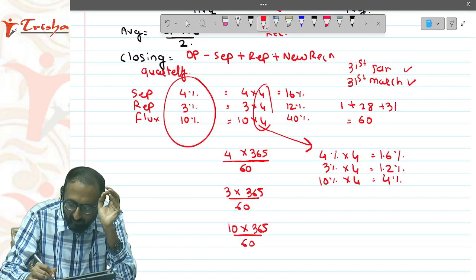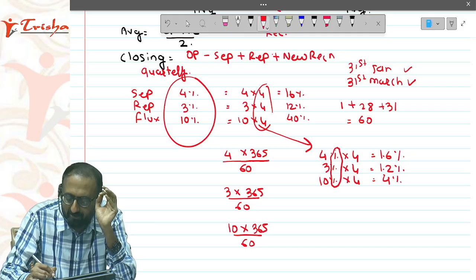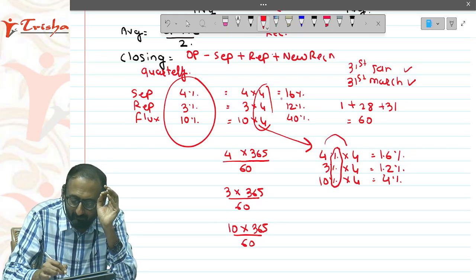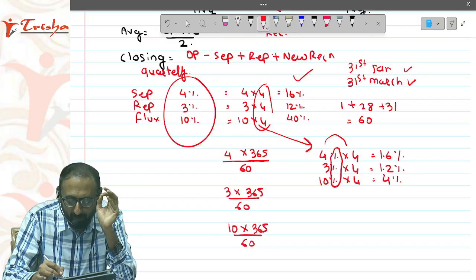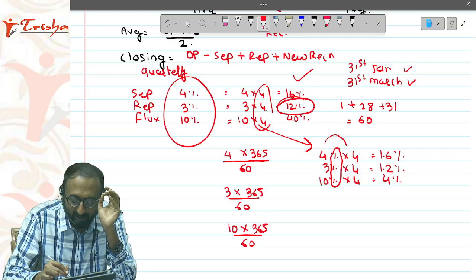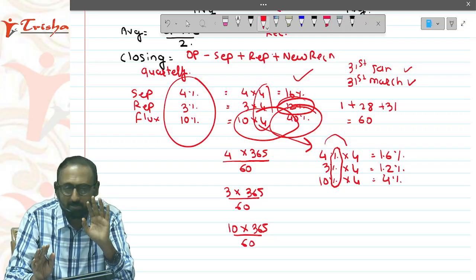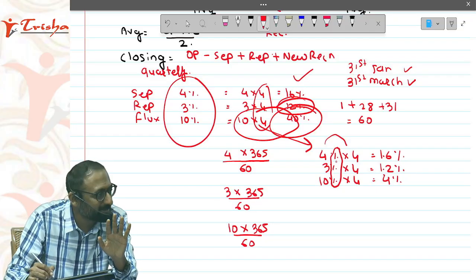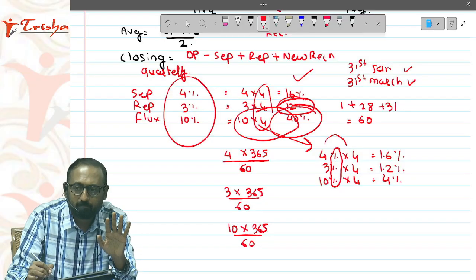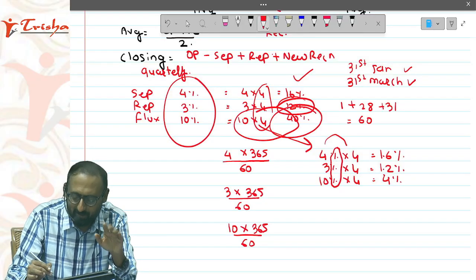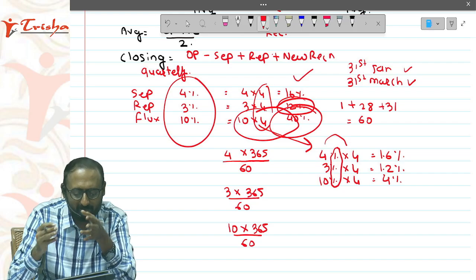So boss, here don't multiply with a percentage. 4 multiplied by 4, it will be 16%. 3 multiplied by 4, it will be 12%. 10 multiplied by 4, it will be 40%. Are you getting it? Don't multiply with a percentage, guys. Yes or no? Some students will take the percentage wrongly.